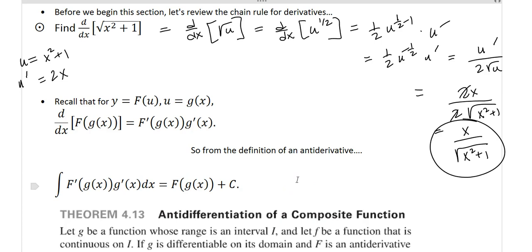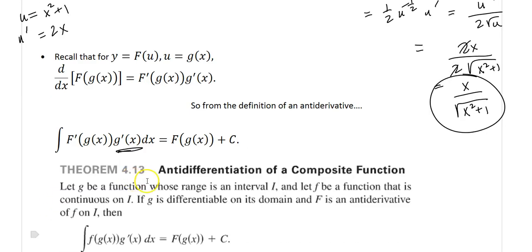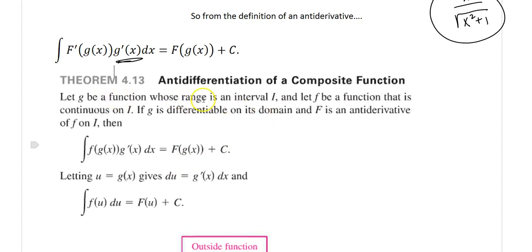So if your derivative contains a u prime, in order to integrate, that means that your integrand right here has to contain a u prime as well. So that's what we're going to be looking at in this section, are functions that require that. So theorem 4.13 is anti-differentiation of a composite function. If we let g be a function whose range is in interval I, and we let f be a function that is continuous on I as well, if g is differentiable in its domain and capital F is an antiderivative of little f on I, then the integral of f of g of x times g prime of x dx is equal to capital F of g of x plus c.